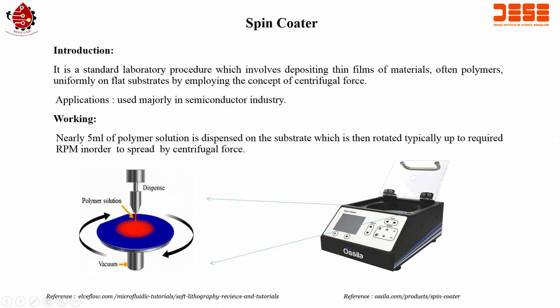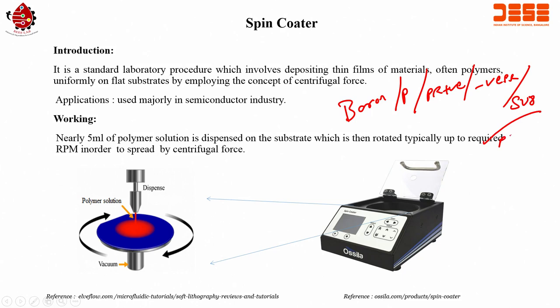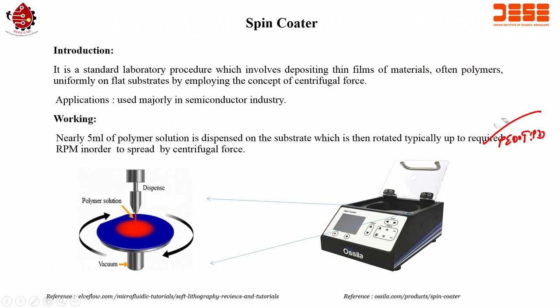Okay. So, if we go to the next slide, we are talking about the spin coater. Spin coating is a standard laboratory procedure which involves depositing thin films of material, often polymers, uniformly on flat substrates by employing the concept of centrifugal force. It is used majorly in the semiconductor industry. Now, when we talk about polymers, we can also deposit semiconductors or dopants. For example, I can spin coat liquid boron, liquid phosphorus, positive photoresist, negative photoresist, SU8, PEDOT:PSS. So, there are many things that we can use a spin coater for, and that is why it is extremely important equipment in a laboratory which works on microfabrication.